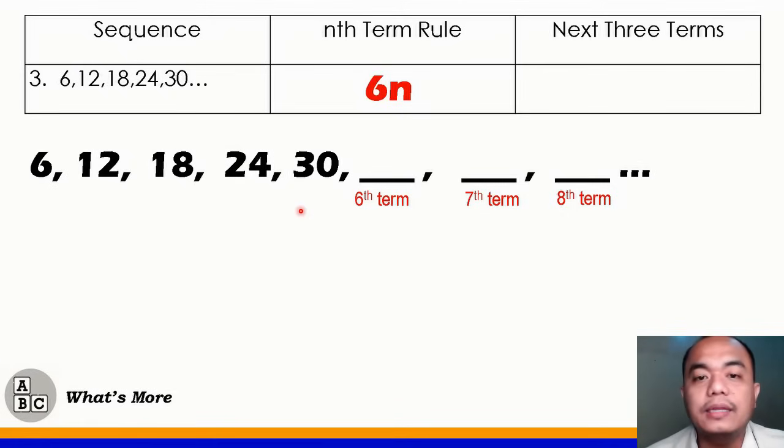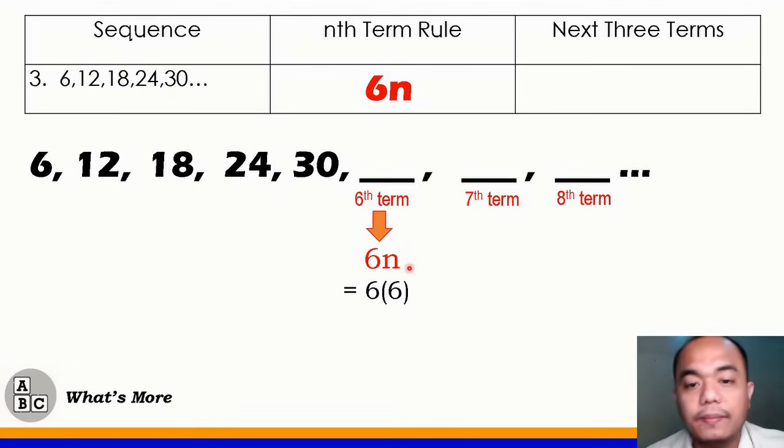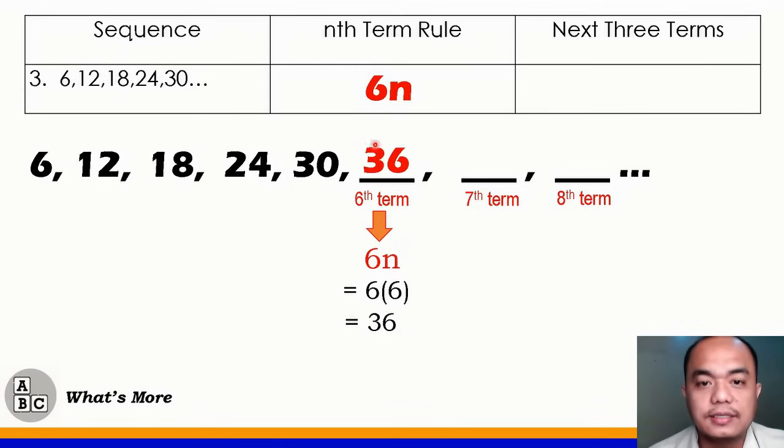Sige. So again, gamitin natin yung 6n in finding the 6th term. So this time, we will replace n here by 6 because we are looking for the 6th term here. So that's 6 times 6, and 6 times 6 is 36. So we have here 36. O, diba?